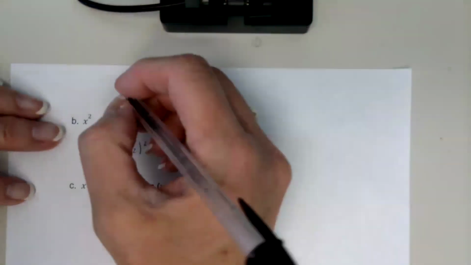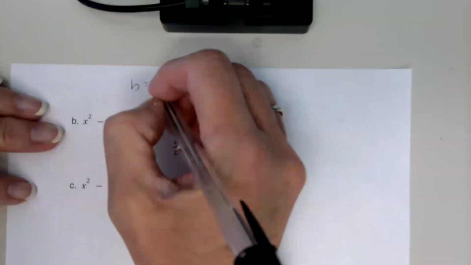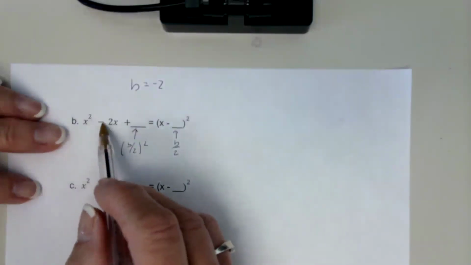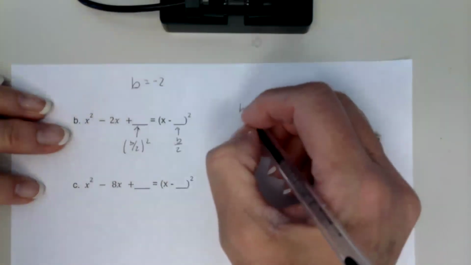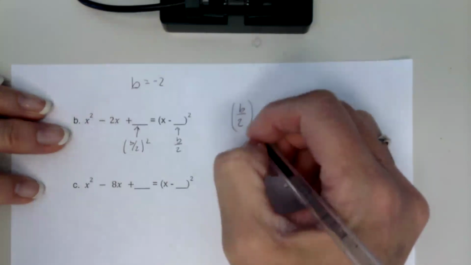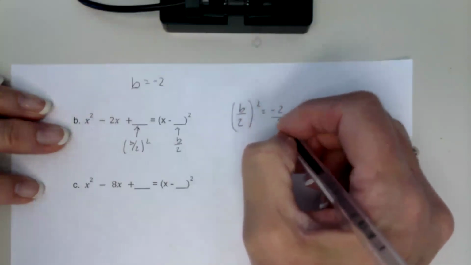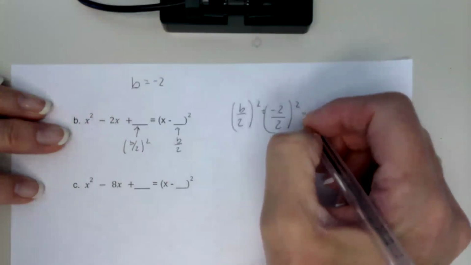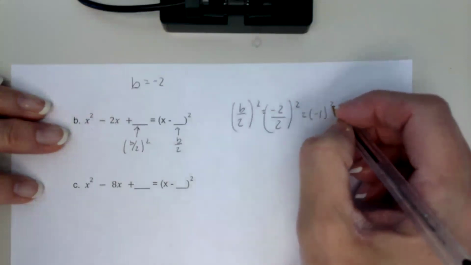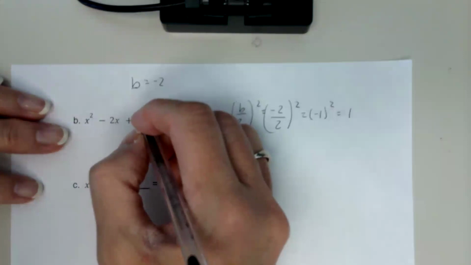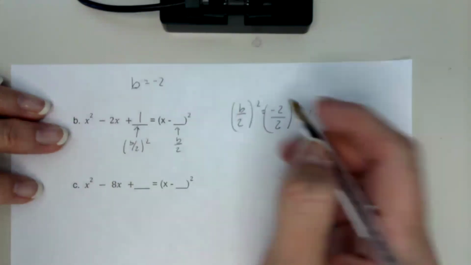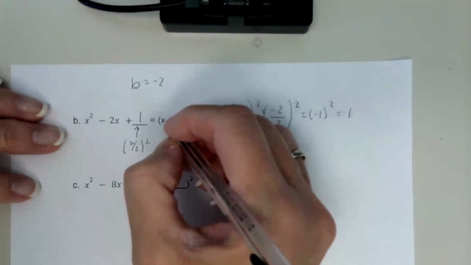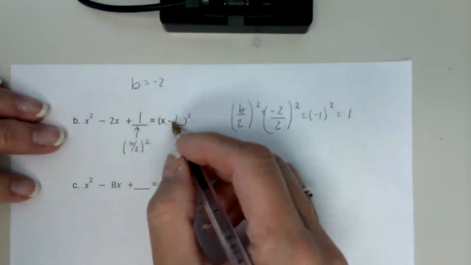Okay. So in this case, b is equal to a negative 2. We have x squared minus 2x. So b divided by 2 squared is a negative 2 divided by 2 squared, is a negative 1 squared, is 1. So this is going to be 1. And then my b divided by 2 is just a negative 1. So that's the 1, x minus 1.